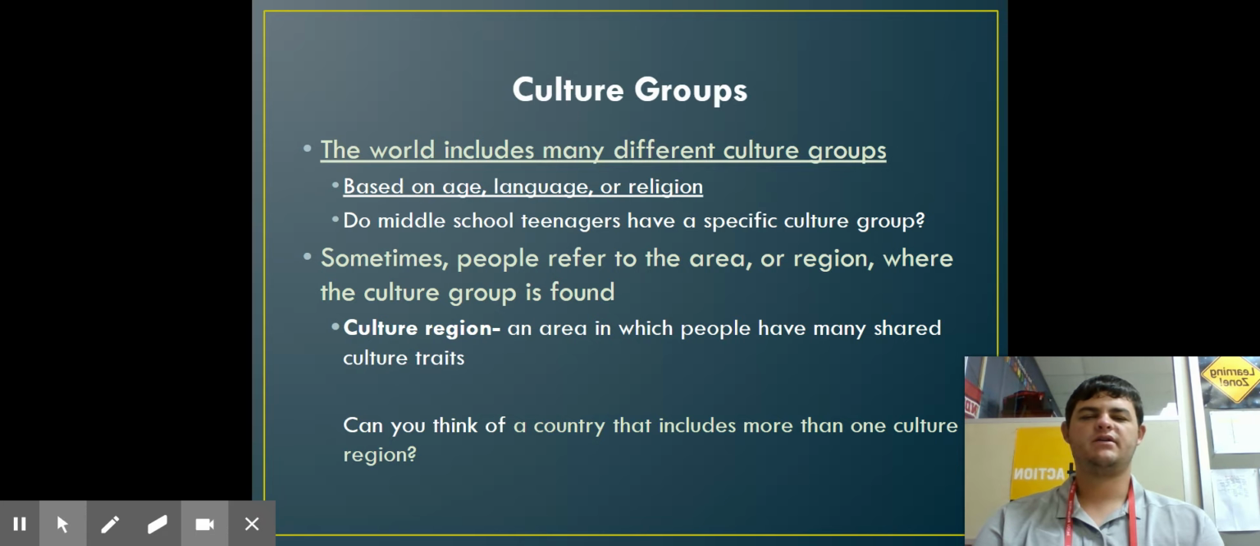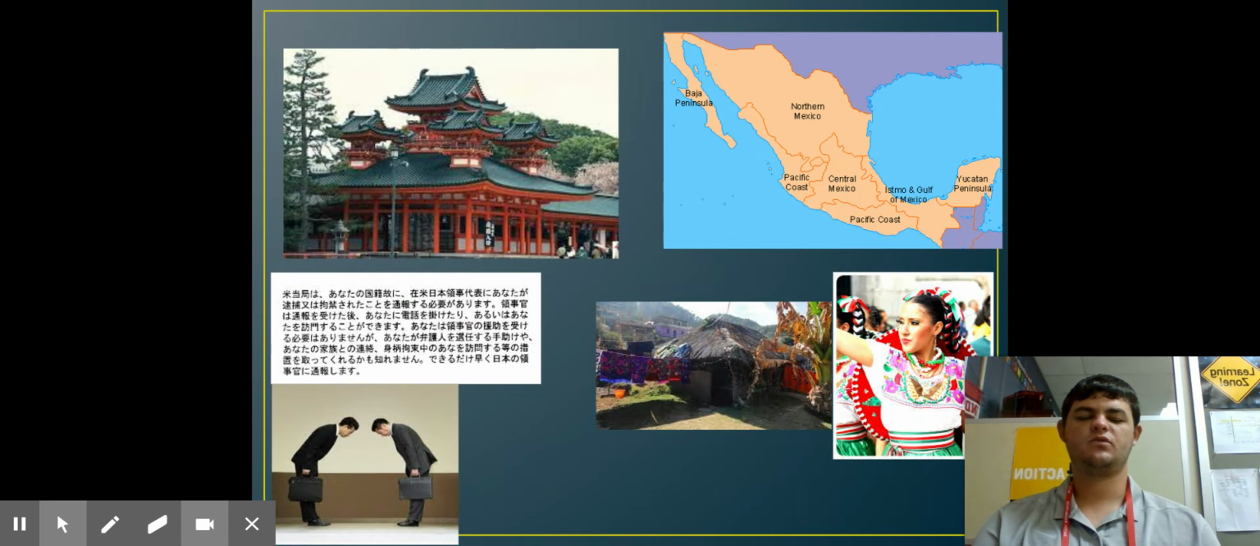Sometimes people refer to the area or region where the culture group is found, known as a culture region, an area in which people have many shared cultural traits. Can you think of a country that includes more than one culture region? Probably almost all of them. Okay? And there's just a few more photos, okay, and that'll be it.